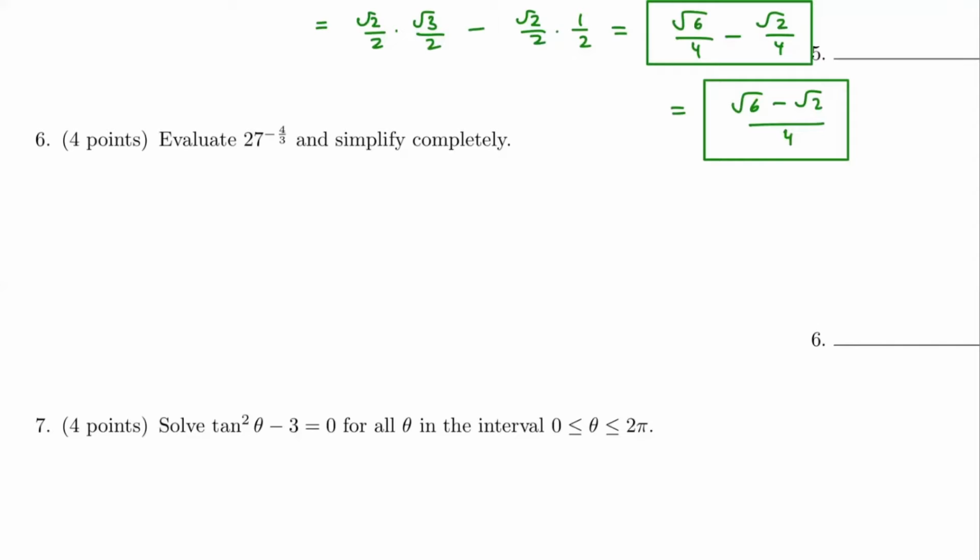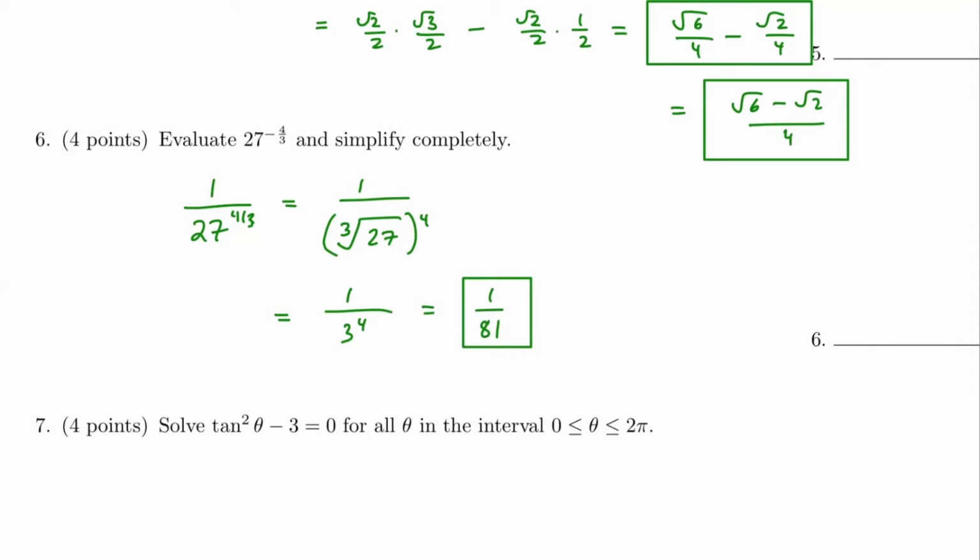All right, for number 6, we're going to evaluate this. So I have a negative exponent. I turn it into a positive exponent by writing 1 over 27 to the power of 4 over 3. And then the power 4 over 3 can be written as a radical. This is 1 over the cube root of 27, raised to the power of 4. And now you evaluate this, cube root of 27. Well, we know that's 3, so this is 1 over 3 to the power of 4. 3 to the power of 4 is 81, so this is 1 over 81. So that is our answer for 6.